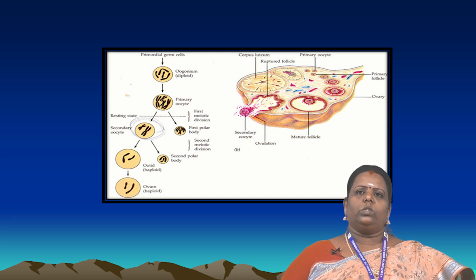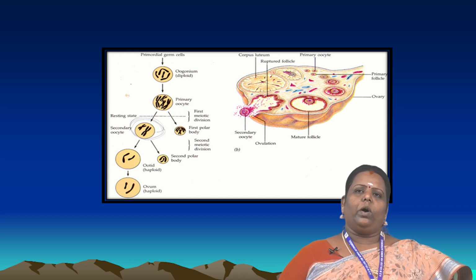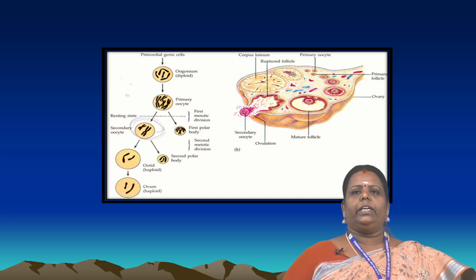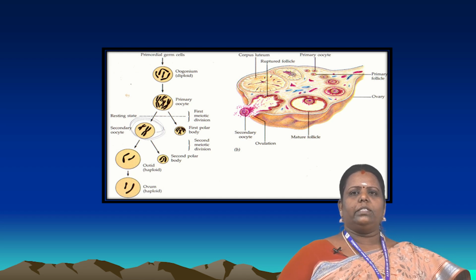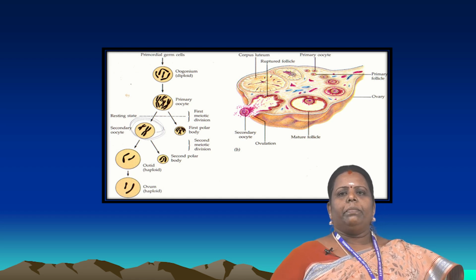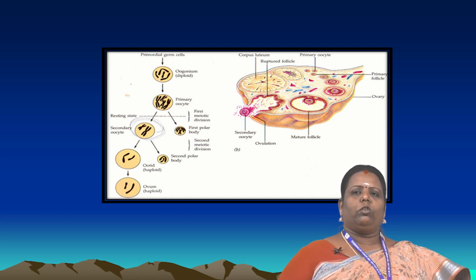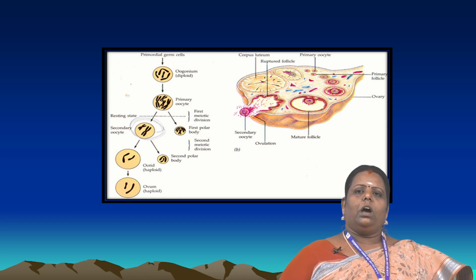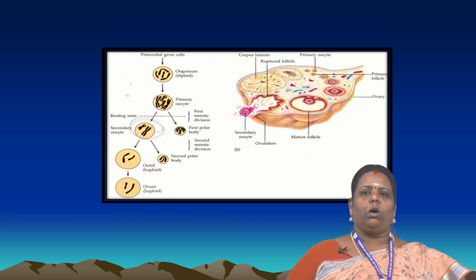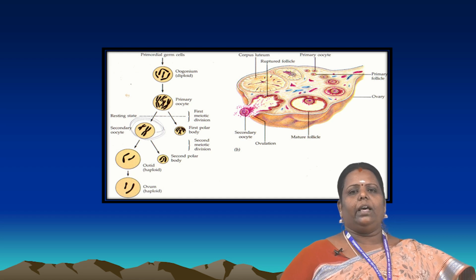The secondary oocyte develops. In oogenesis, the primordial germ cells form the primary oocyte, which after rupture undergoes mitotic divisions. The secondary oocyte develops, and at that time the first polar body is formed. After that, from the chromosomes, the second polar body forms, and one haploid ruptured egg, the ootid, is formed. That is a haploid egg.